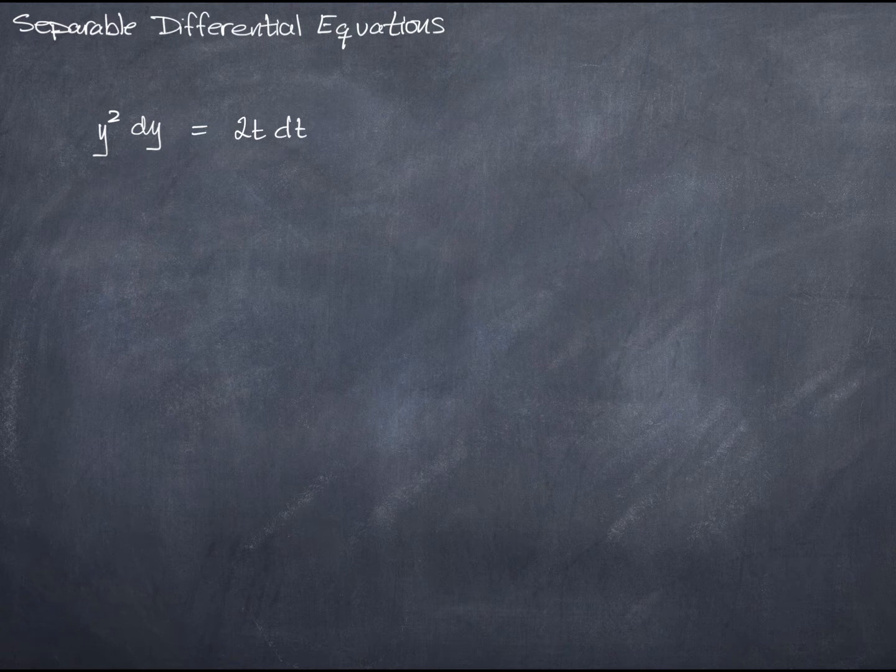Oftentimes you see equations that look like this. dy/dt equals 2t over y squared. This equation is still separable. It's just this equation rewritten into the form that it's probably been given originally. Notice that we have a ratio of differentials here, dy/dt, and that's equal to some combination of functions, one in terms of t and one in terms of y. If I can rewrite this equation so that it can be separated, y's on one side, t's on the other, then we say that it's separable.